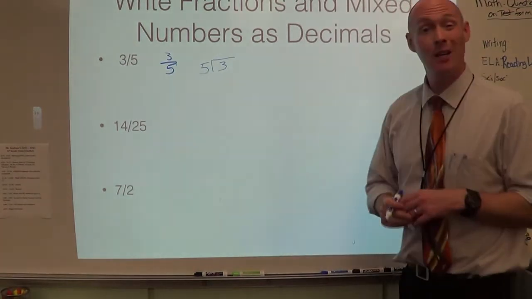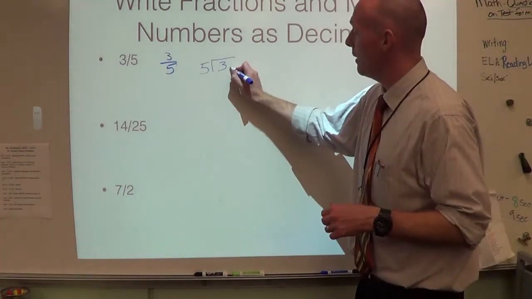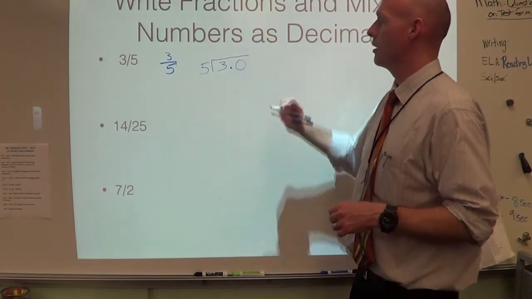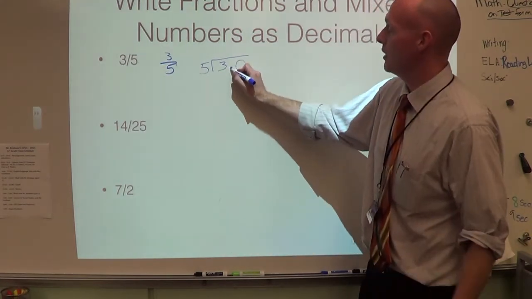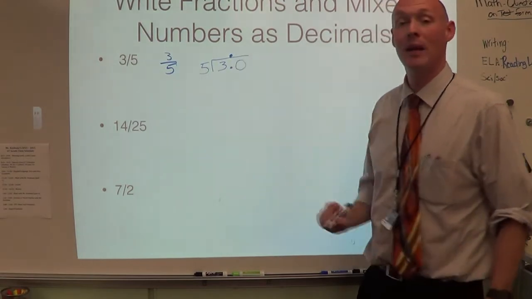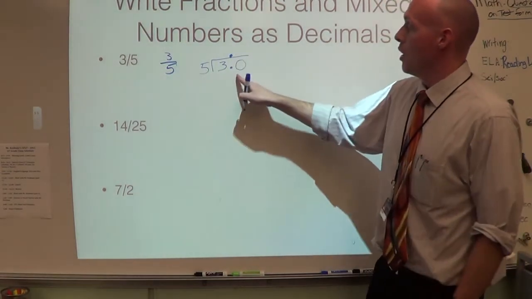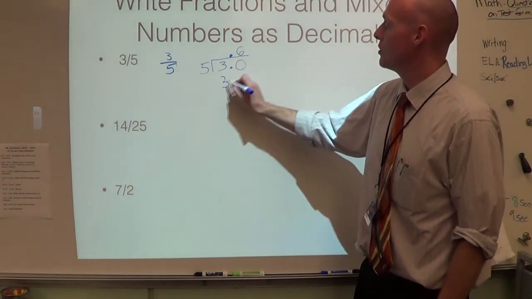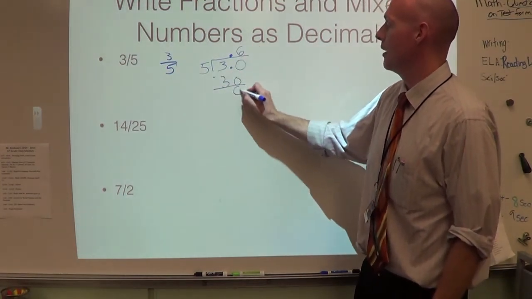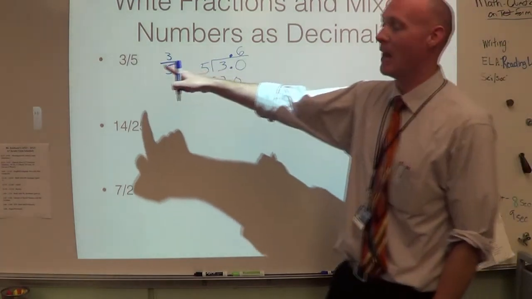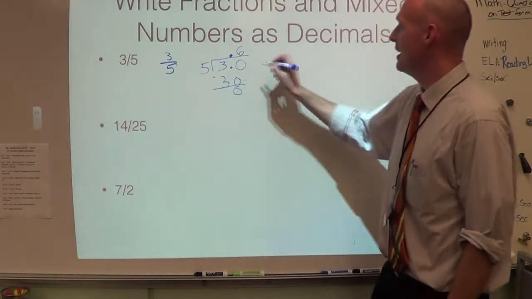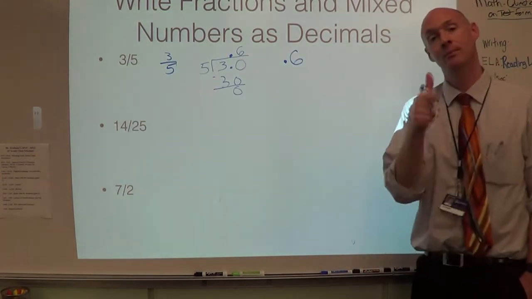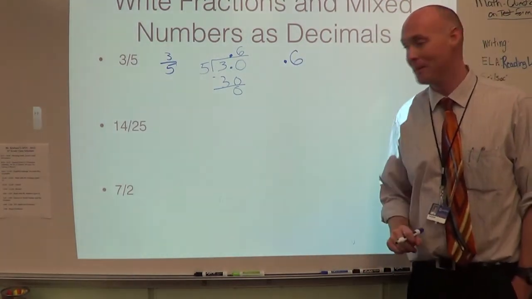Now, 5 can't go into 3 evenly, so we are going to have to put a decimal point and annex a 0. And we'll extend that out a little bit. Okay. And if I put the decimal there, first step, bring it right up so you don't forget. 3 now goes into 30 6 times. 6 times 5 is 30. We're going to subtract. We are at 0, which is awesome. So now we know that 3/5 is equal to 6/10. Perfect.